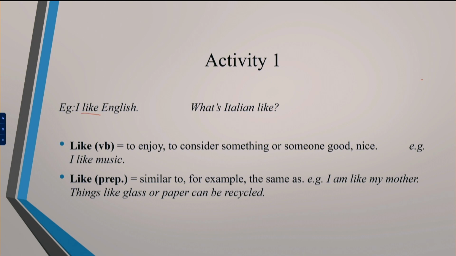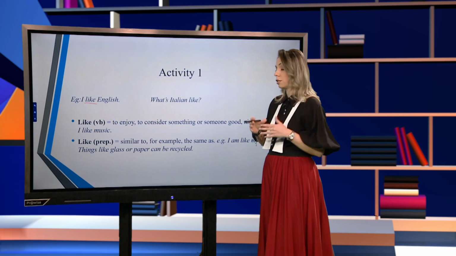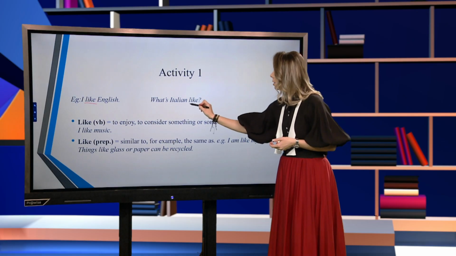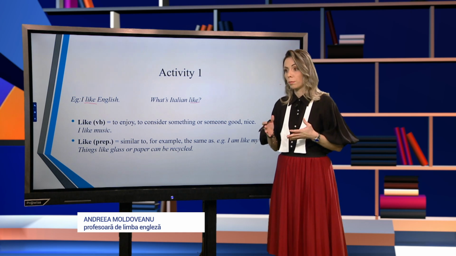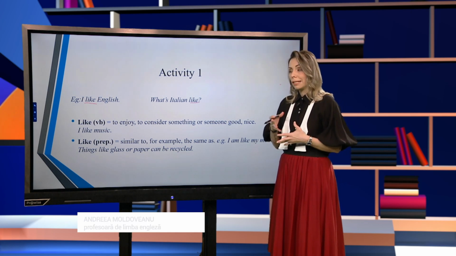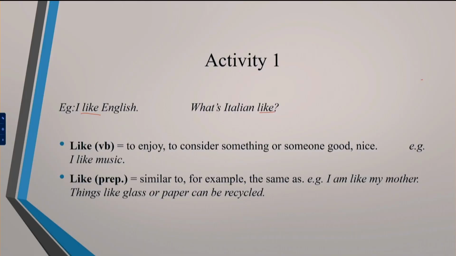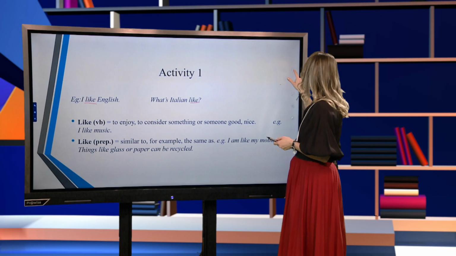As you can notice, like here is used as a verb. That means to enjoy or to consider something or someone good or nice. I like music. In the second example, what's Italian like? Like is used as a preposition. A synonym for like in this case is similar to, for example, the same as. We have here another example: I am like my mother, or things like glass or paper can be recycled.